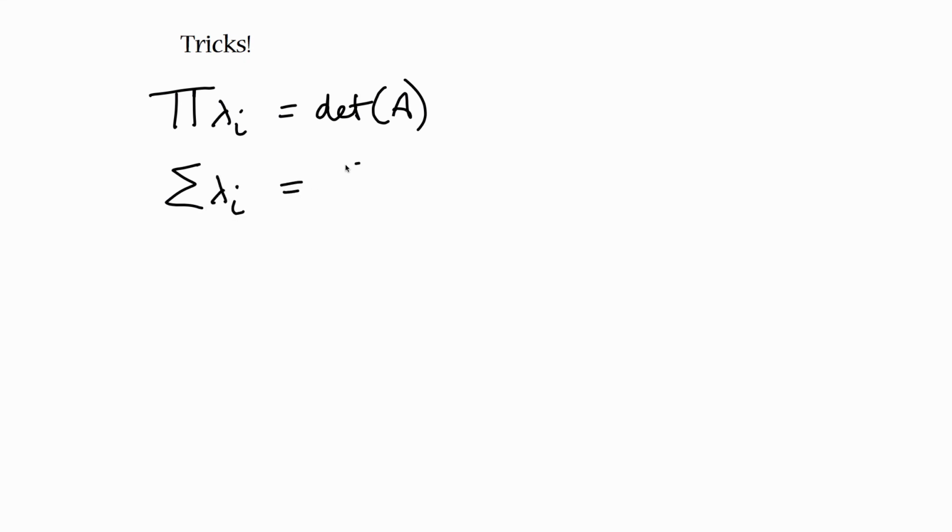When you're out finding eigenvalues and eigenvectors on your own, there's a couple of tricks to check your work. For any matrix A, the product, this is a big capital Pi, that means the product of all the eigenvalues is equal to the determinant of your original matrix. So once you have your eigenvalues, if you multiply them all together, you should get the same result as if you take the determinant of your original matrix A. Also, the sum of your eigenvalues should be equal to the sum of all the diagonal elements of A.